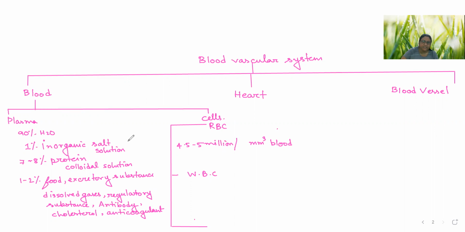So these WBCs can be further subdivided into two types. One is agranulocyte and the other one is granulocyte. So agranulocyte means they don't have granules present in their cytoplasm and they can be subdivided as lymphocyte and monocyte.